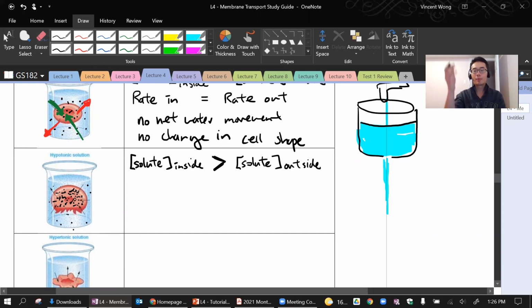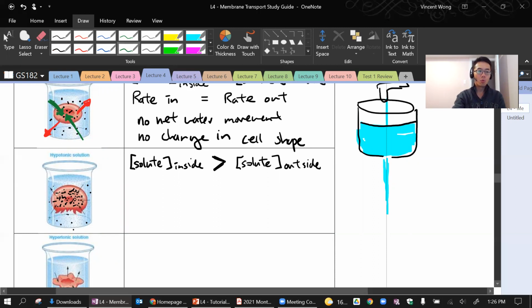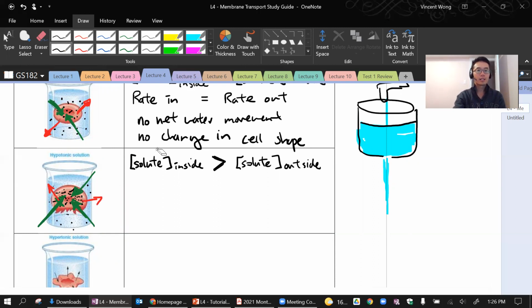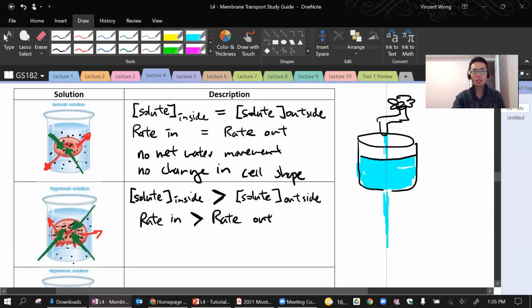Lots more dots. So remember our discussion with the U tube, the U-shaped tube. Which way will water move? More water will go in compared to out. So the rate of water moving in is going to be greater than the rate out. That's like turning on the tap more. So more water comes in than is leaking out, then the volume will increase over time.